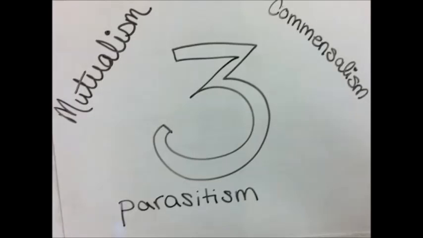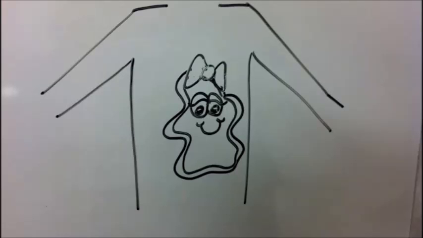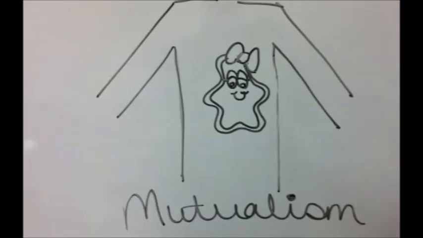When both species benefit in a relationship, it is known as mutualism. For example, there are some forms of bacteria that live in human intestines. The job of this bacteria is to break down food that the human host is unable to do on their own. This is a mutualistic relationship because the host benefits from the digestive properties of the bacteria, and the bacteria benefits by having a home and a food source.